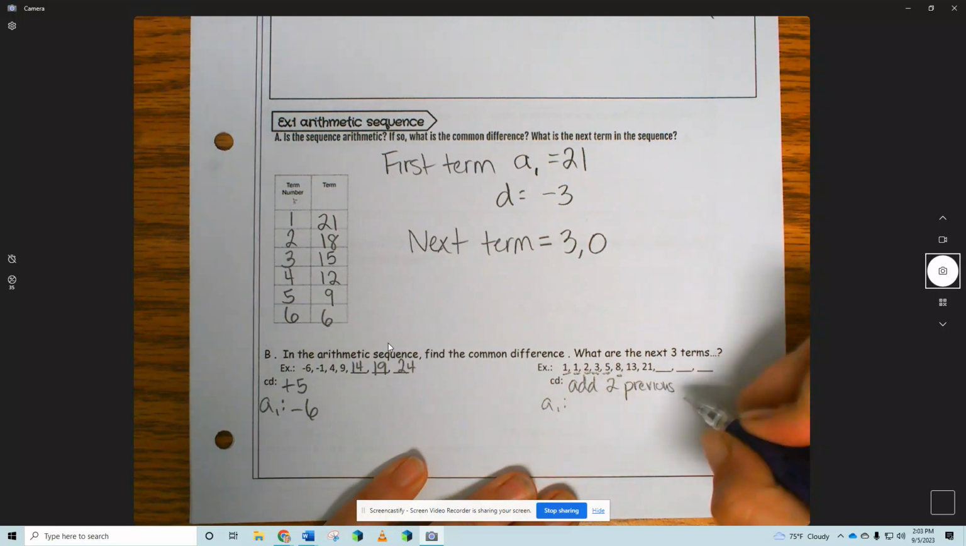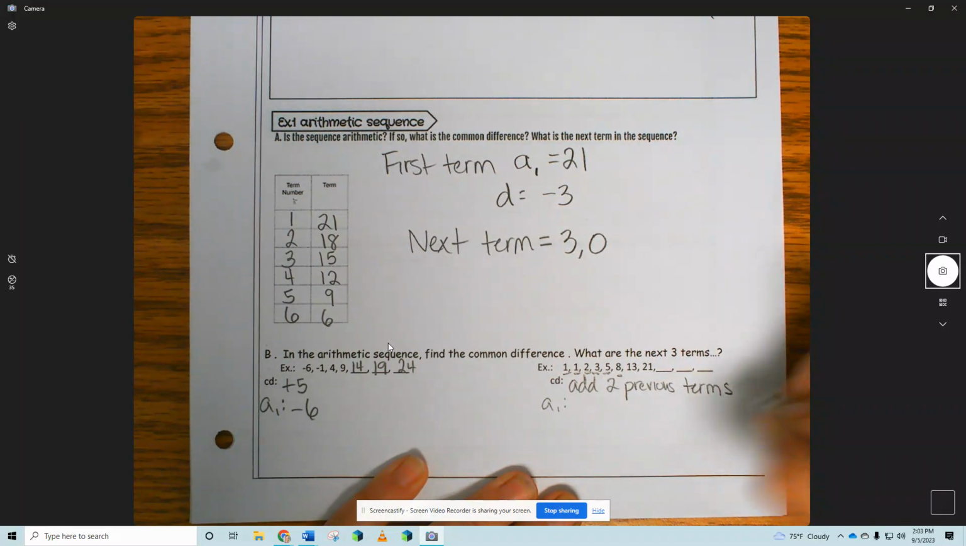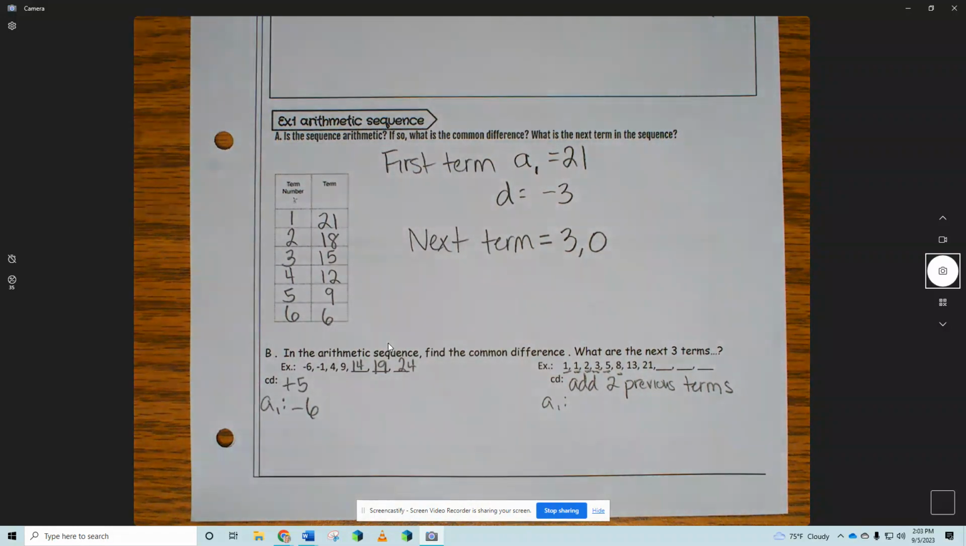We call those terms. So the 2 numbers before it, you add. And that gets you the next number.